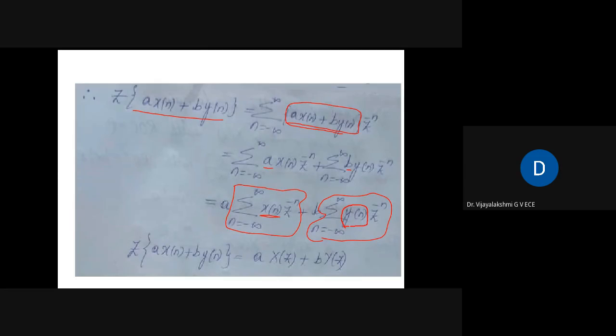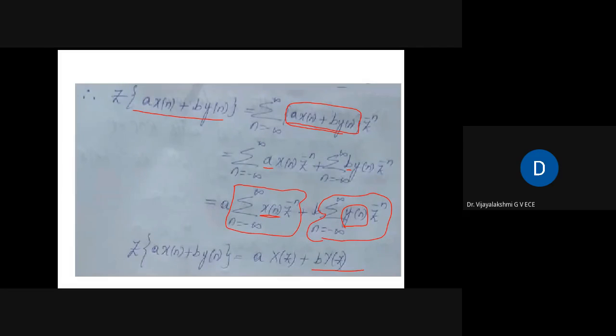So I take Y of z. On the left hand side, what I have is the Z transform of A into x of n plus B into y of n, which is nothing but A into X of z plus B into Y of z. So the linearity property is proved.